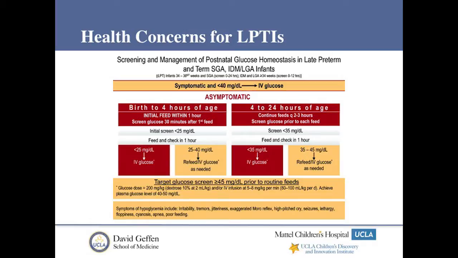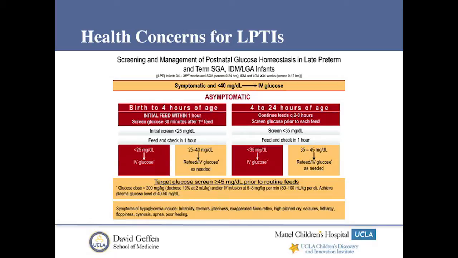So symptoms of hypoglycemia. These are the things that we talk about: irritability, tremors, jitteriness, an exaggerated Moro, a high-pitched cry, seizures, which are always worrisome, lethargy. But here's another one: poor feeding. Now, how many of you know that late preterm infants have poor feeding? So again, if you think about all the multiple things that are going against them, you can understand why I might have pause that just being a late preterm infant is not considered as a part of this screen.